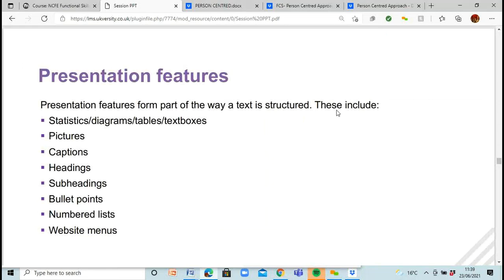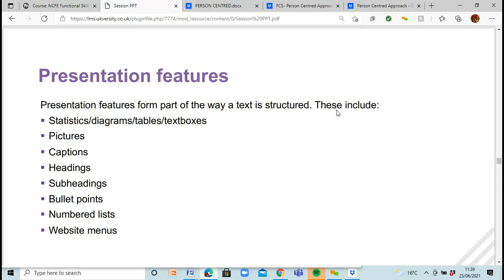And then we have presentation features. So you're going to see a text. It's not just going to be all writing, because that would be completely boring. Sometimes you'll see a lot of different presentation features within those. So you might see statistics or diagrams, you might see tables and text boxes to split information up and make it much easier to look at, to be honest. And then they can put the information across in nicer ways. You might have pictures and you might have captions to go with the pictures.